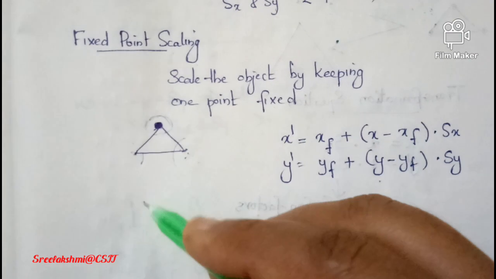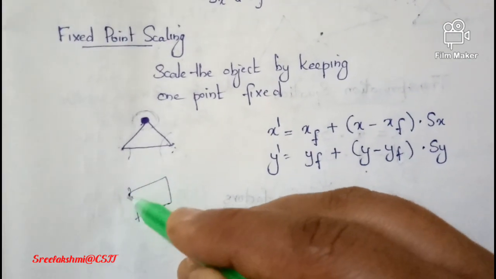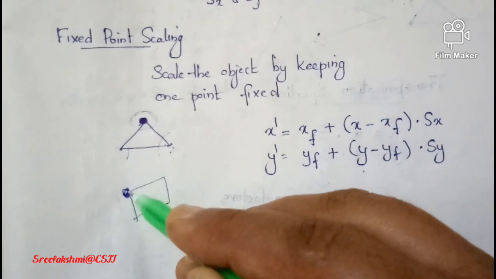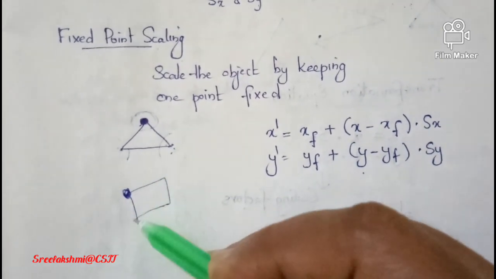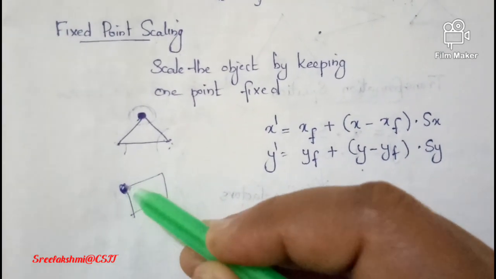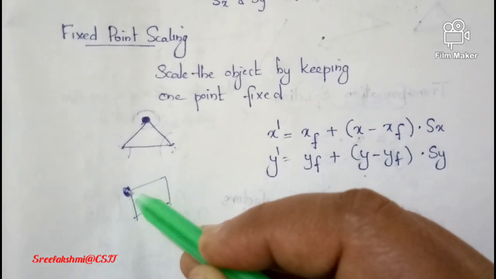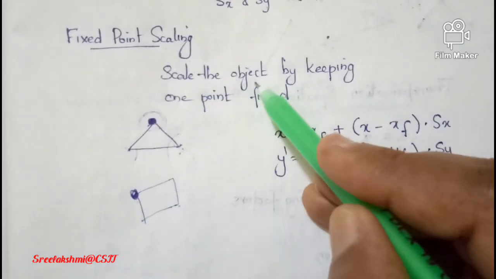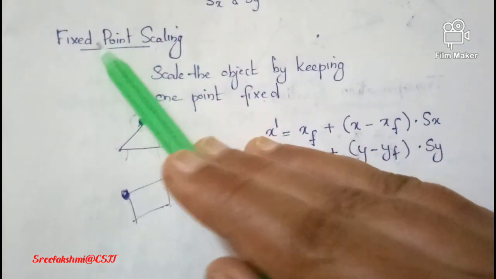Clear? So suppose there is a small square and let this be the fixed point, which means except this point all other points will be scaled, and this point will not undergo any scaling. Okay, so scaling an object by keeping only one point as a fixed point is called a fixed point scaling.